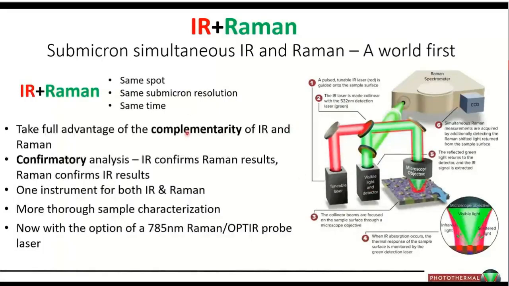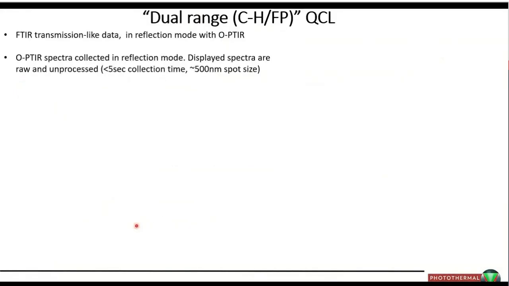Okay, so we've mentioned the complementarity, but there's also the angle of confirmatory as well. So the infrared result can confirm the Raman and vice versa. People often ask me, well, how truly comparable are O-PTIR spectra to FTIR reference spectra? So in this slide, I'm going to attempt to show you some reference spectra collected in FTIR off a thin film in transmission mode, so your gold standard, and I'm going to compare these to O-PTIR that have been collected with a thick block.